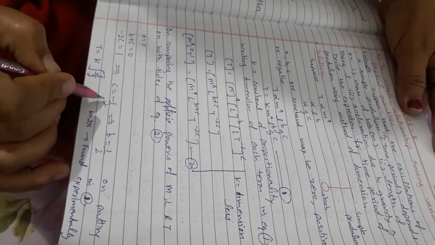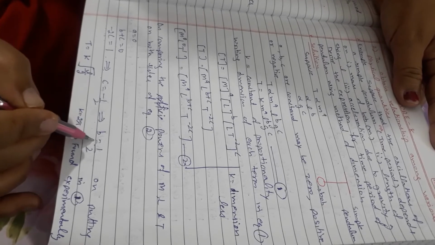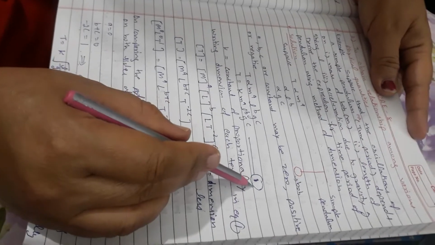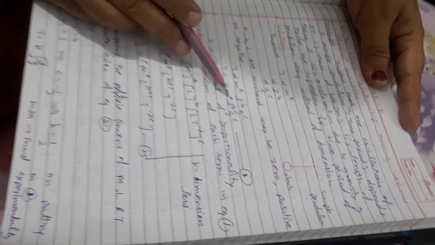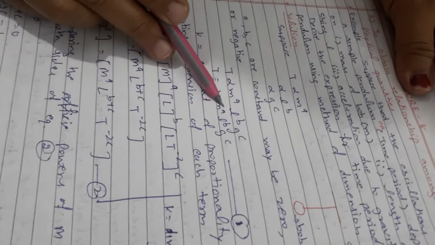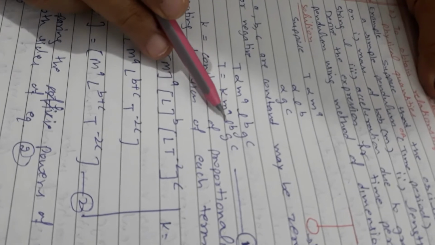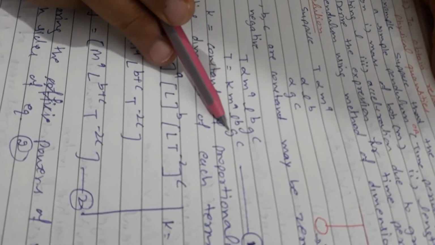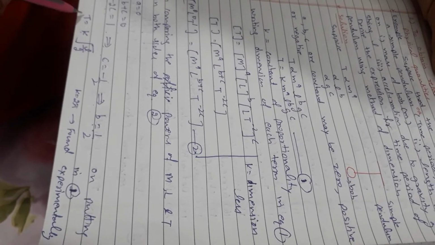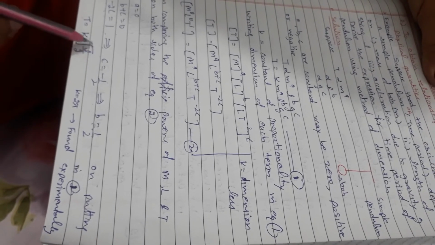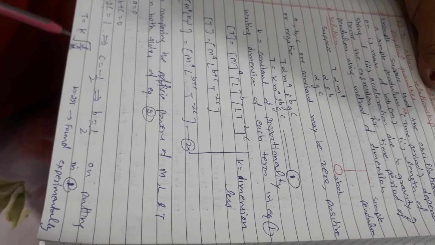We will put all these values of a, b and c in equation 1. Then what we will get? T is equal to K, see here, M power a means M power 0 means 1, L power half and g power minus half. So what we will get? T is equal to K, L power half, g power minus half. So the expression will be T is equal to K root of L by g.